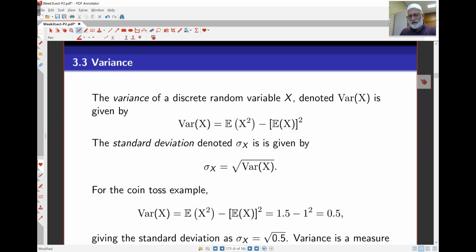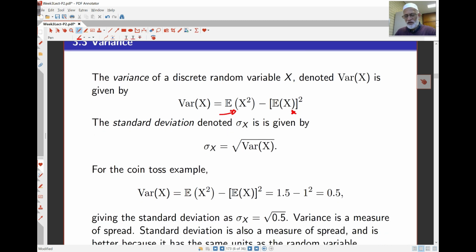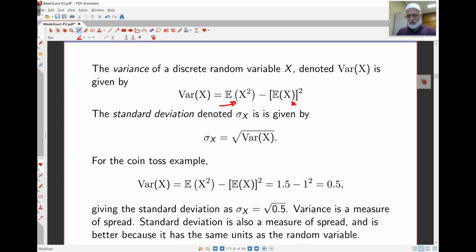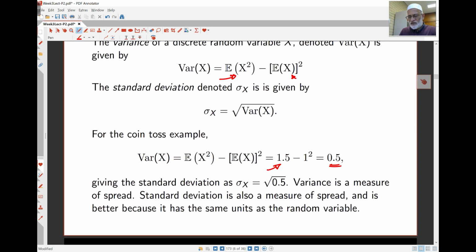The variance of a random variable is worked out this way: it's E of X squared minus the mean, all squared. And its square root is the standard deviation, as before with data. So for the coin toss example, you've just worked out E of X squared, and we know E of X is 1. So the variance here is 1.5 from my previous calculation, minus 1 squared, that's 0.25. And the standard deviation is the square root, which comes to 1.7 or so.